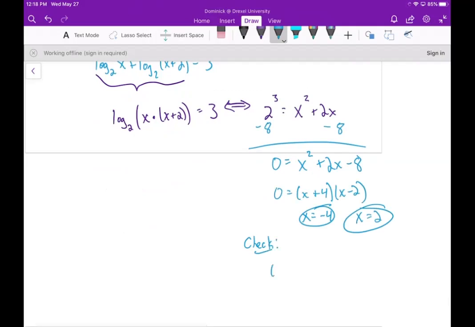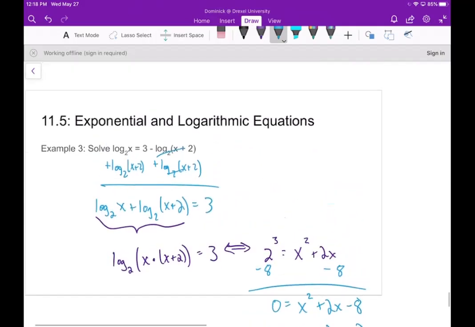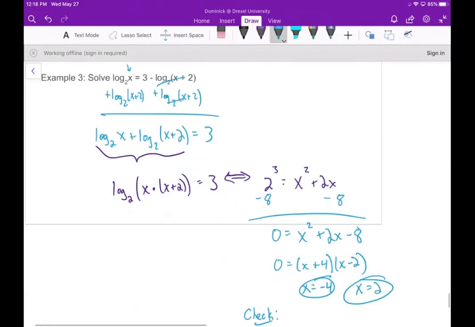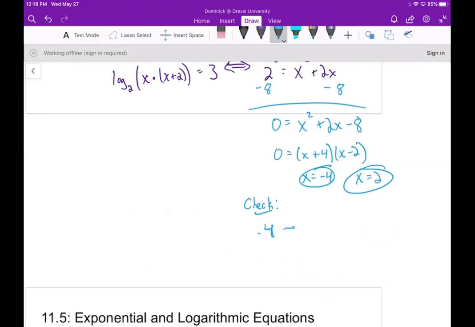If you have negative 4 going in, then right away this is bad, right? Because you get a negative inside a log. So throw it out.